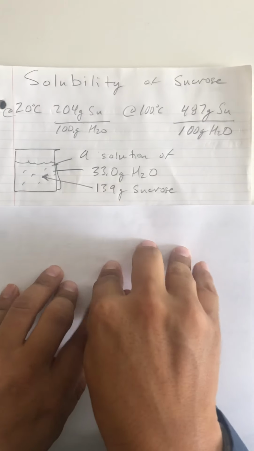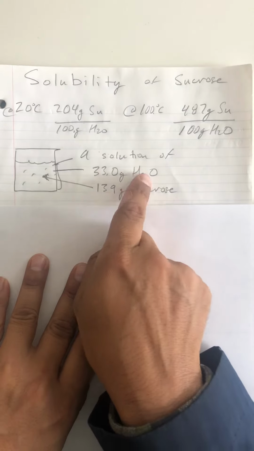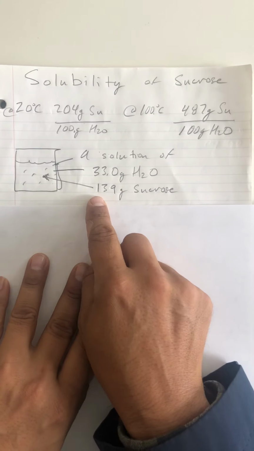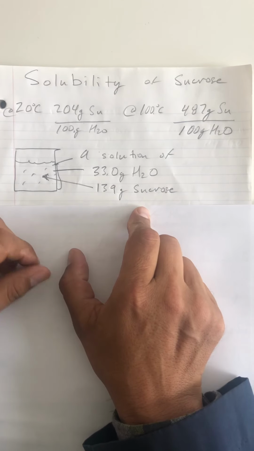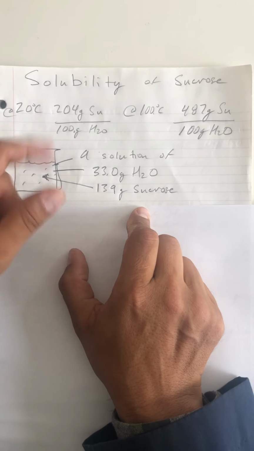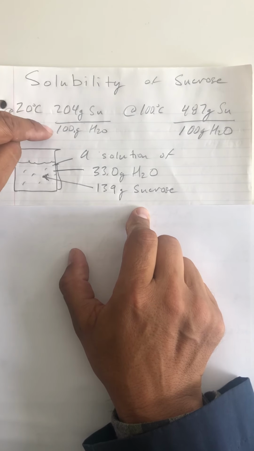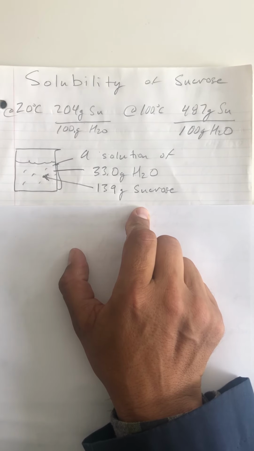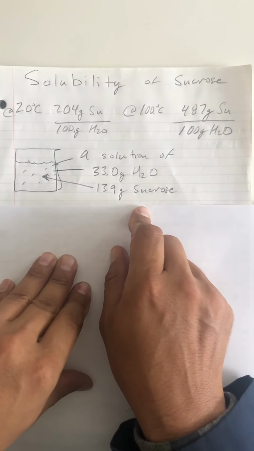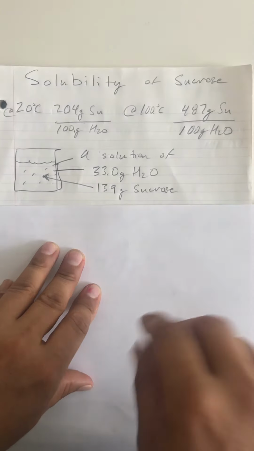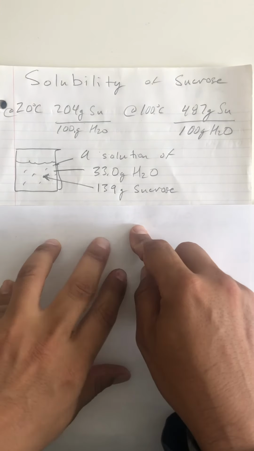Sometimes you'll get a problem like, here's a solution of 33.0 grams of water with 139 grams of sucrose, so that's sugar. And it'll say something like, at 20 degrees Celsius, the solubility is 204 grams of sucrose dissolved in 100 grams of water. That means that if I have 100 grams of water, I can add 204 grams of sugar before it'll dissolve in the liquid and create a solution of sugar, which is delicious and yummy and fun.